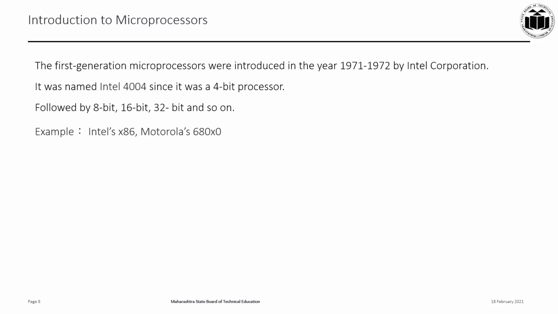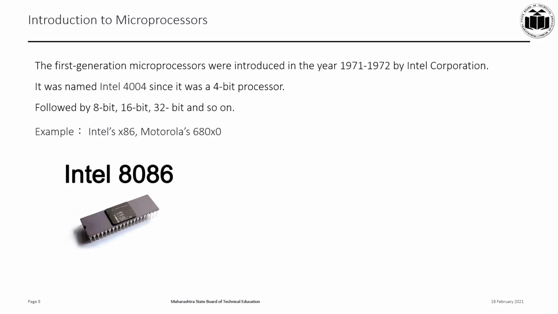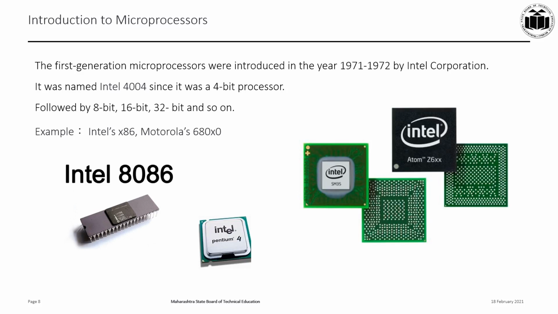The first microprocessor developed was Intel's 4004, which was only 4-bit. It was followed by 8008 and 8080, which were 8-bit microprocessors. The first commercially successful microprocessor was Intel's 8085, which was also 8-bit. Following that were 16-bit, 32-bit, 64-bit and so on. Examples of microprocessors you can see here: the IC 8086 of Intel, the Pentium 4 again of Intel, and these are other microprocessors of the Intel series.